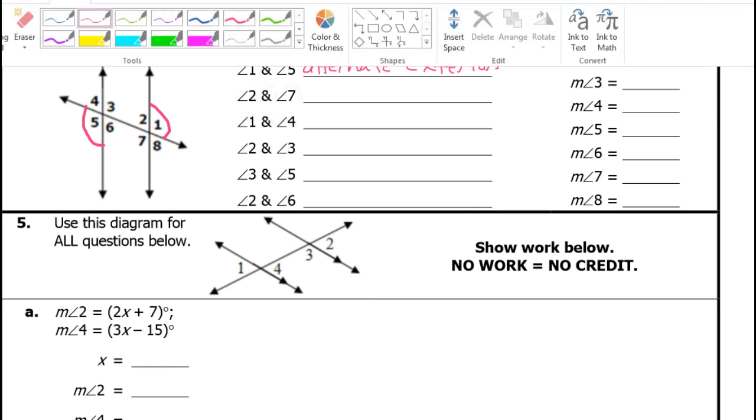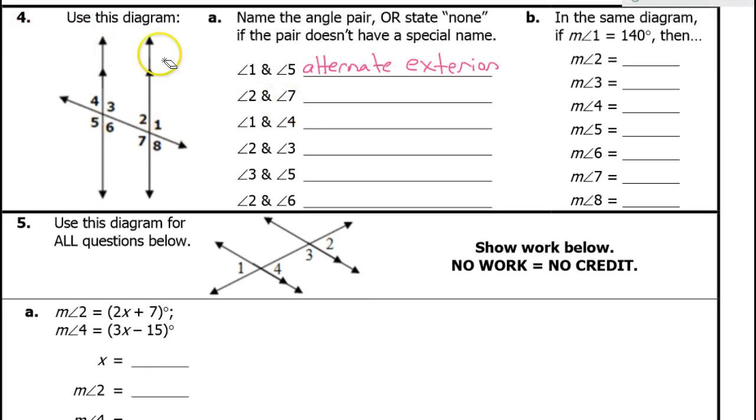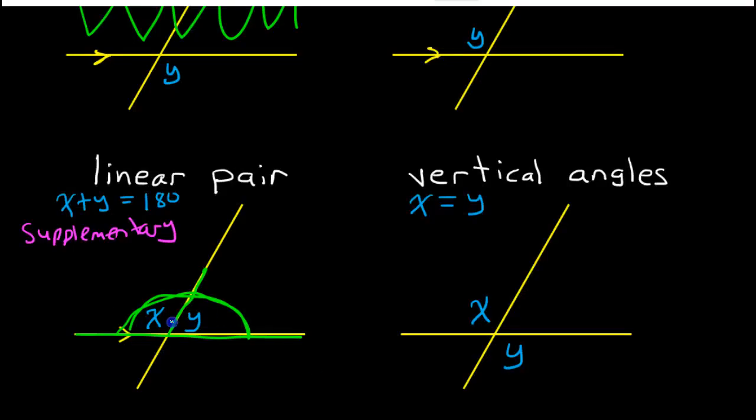All right, how about angles 2 and 7? So here's angle 2, and then here's angle 7. All right, that is your linear pair. See how together they make the straight line? That is a linear pair. Okay, that's like this.